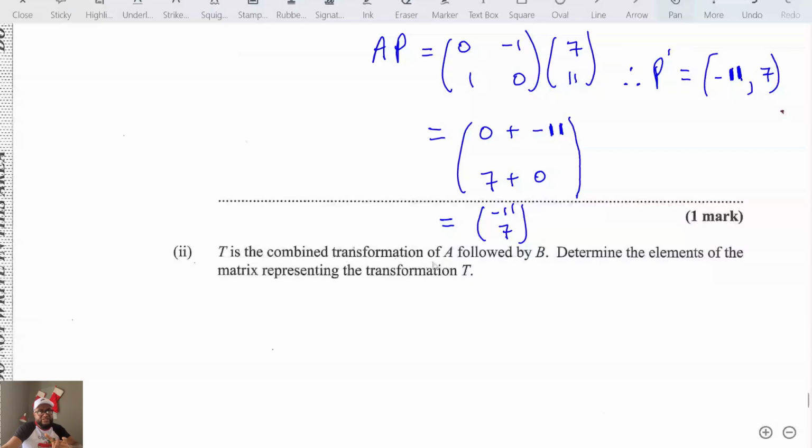T is a combined transformation of A followed by B. If I want to find a combined transformation of A followed by B, determine the matrix that represents T. Who remembers? How do I find T if it's A followed by B? How do I multiply it? Do I multiply B or do I multiply B by A? B by A. If it's A followed by B, you always put the matrix that is being followed first. All right, so B by A, so let's write that out.